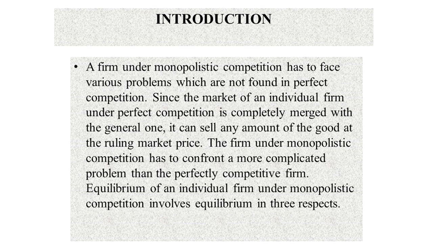In the price and output decision in monopolistic competition, a firm has to face various problems which are not found in perfect competition. Since the market of an individual firm under perfect competition is completely merged with the general one, it can sell any amount of the good at the ruling market price. The firm under monopolistic competition has to confront a more complicated problem than the perfectly competitive firm.